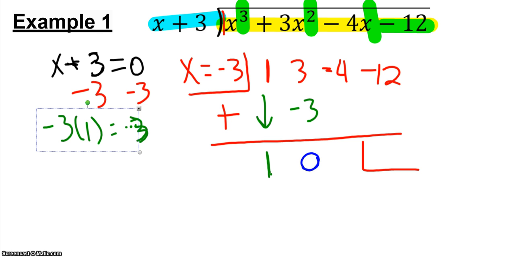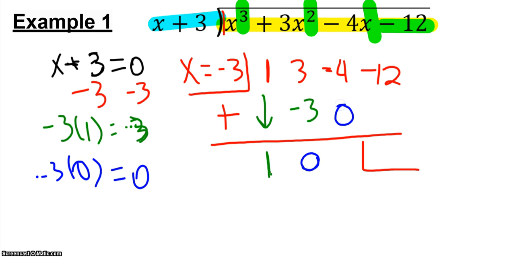So now I'm going to do negative 3 times 0. Now as we know, negative 3 times 0 equals 0. So write a 0 up here. And then add them. So negative 4 plus 0 is negative 4.